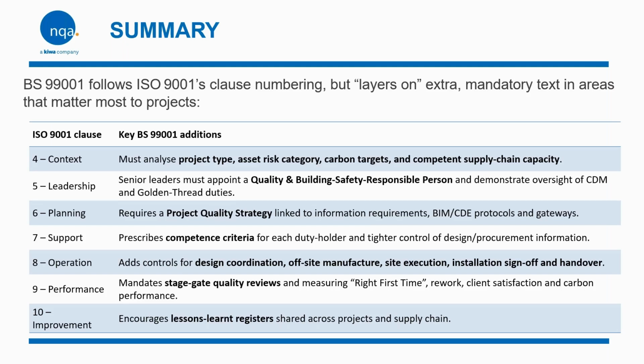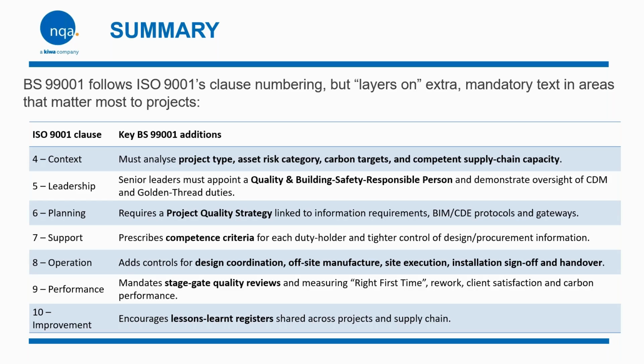I appreciate that was a very quick run through of some of the clauses, but in summary here, under context, it's asking the organization to go beyond a generic context analysis. You're looking at the type of project you're delivering, whether it be housing, healthcare, infrastructure, the risk category of the asset, particularly for high-rise or complex buildings under the Building Safety Act. You're looking at your carbon performance goals, and this ties into UK net zero targets. You're looking at the capacity and competency of the supply chain to ensure that the quality system is not just organizational wide, but project wide.